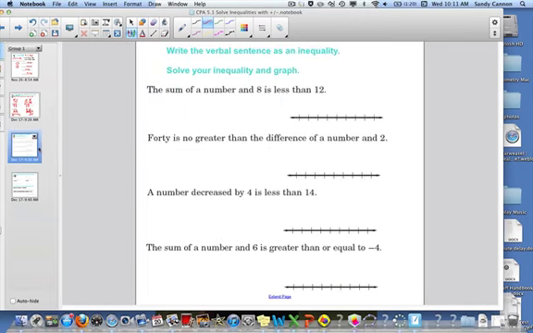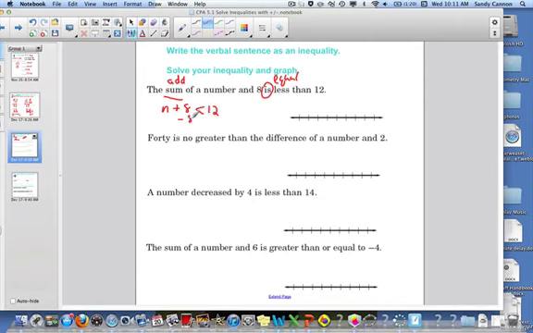On the next page, write the verbal sentence as an inequality. Solve your inequality and graph. The sum means to add, of a number and 8. So n plus 8. "Is" always means equal, but in this case, it's "is less than." So n plus 8 is less than 12.